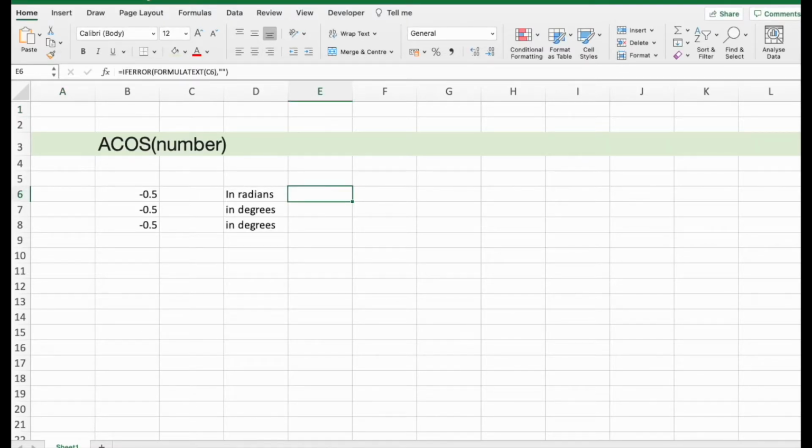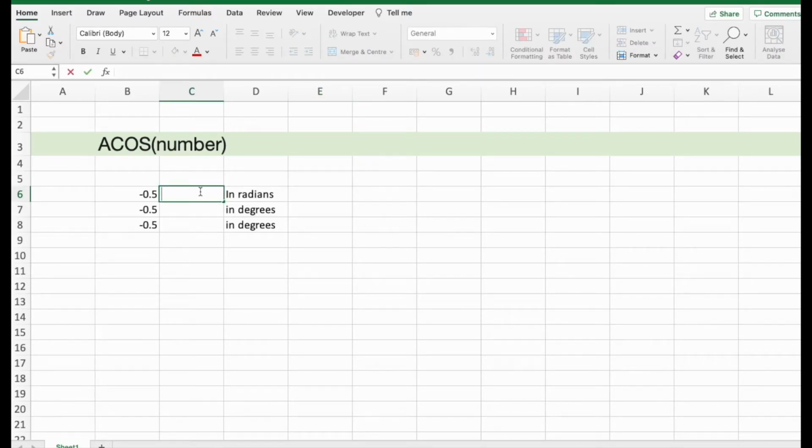Let's run it with an example. I set up here three results we want to get. First one in radians, the second two in degrees. I have also used the FORMULATEXT function to show you what I typed. Since I told you that this number has to be between minus 1 and 1, this is why I entered IFERROR in addition, because when we are showing nothing, you will get an error message.